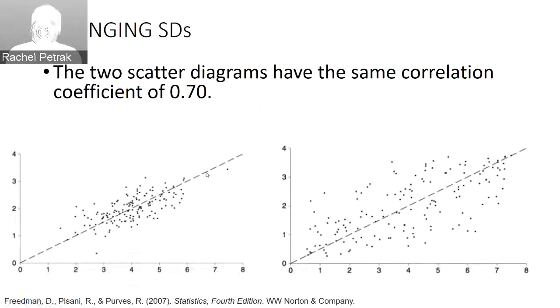The only point I want to make here about our standard deviations is that you can have two studies that have the same correlation coefficient, but that doesn't mean that their variables have the same standard deviation. And you can see that outlined here because both of these diagrams have the same correlation coefficient, but they clearly have different standard deviations for each of the variables. You can see that in the spread.